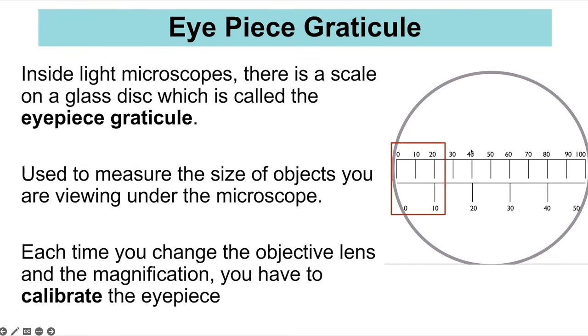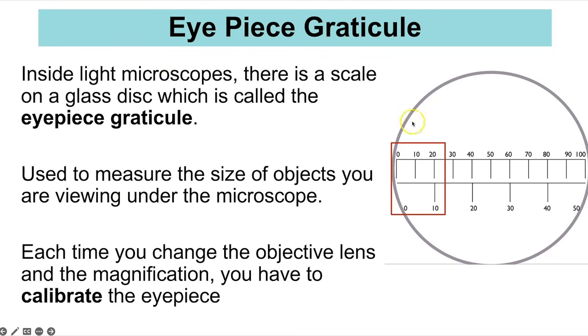Now you might have to use an eyepiece graticule as well to be able to measure the actual size of the object that you're viewing under the microscope. And to do this, you need to calibrate your eyepiece graticule using a stage micrometer. So inside the light microscope, there is a scale on a glass disc which is inside of the microscope, and that is called the eyepiece graticule. So it's within the eyepiece, which is the long part that you look down, and you use this to measure the size of objects that you're viewing under the microscope.